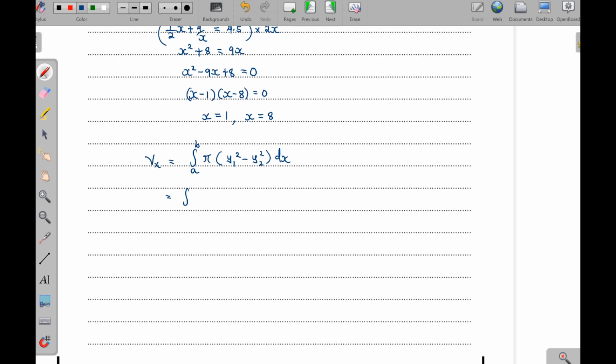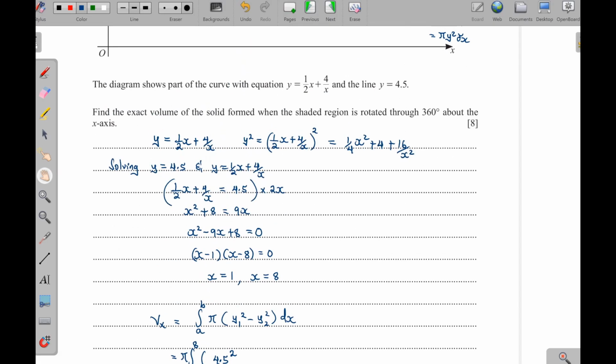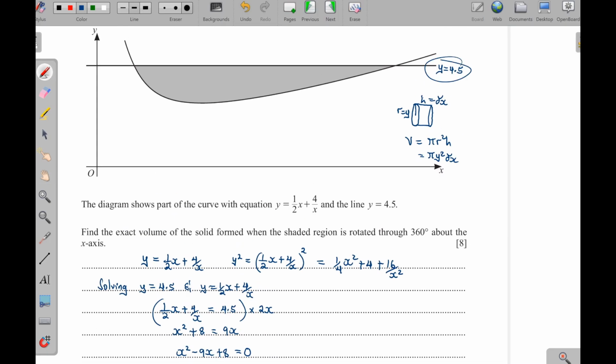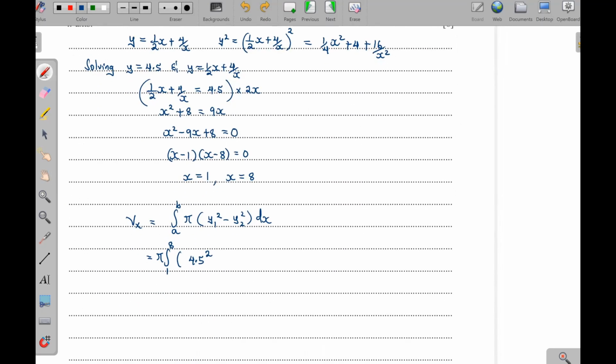My a is this one, from one x coordinate, then to another, then to 8. I can put pi outside because it is a constant. Then we have that 4.5 squared, because the line is above and that y is equal to this 4.5. So you square this one, right? Then minus what we got here, this other y squared.